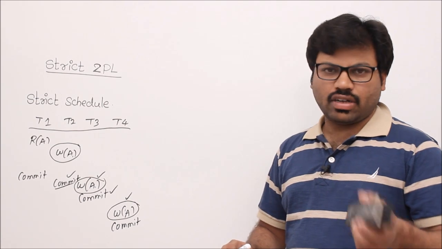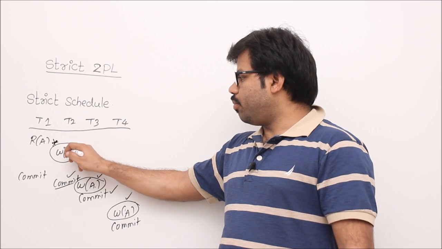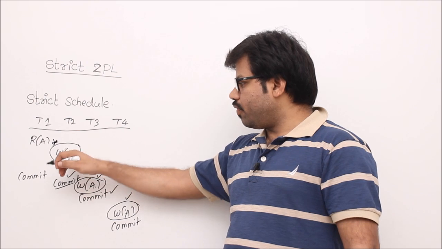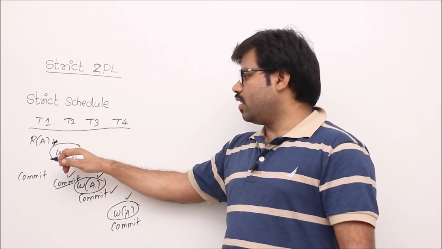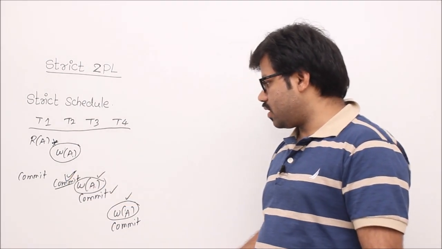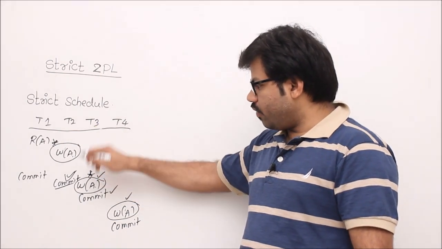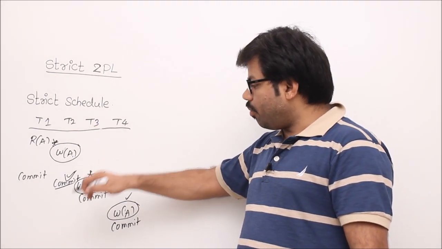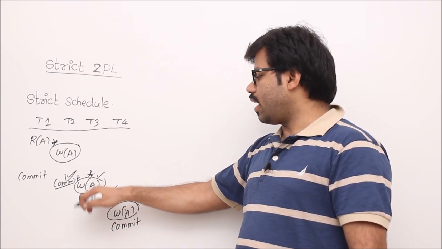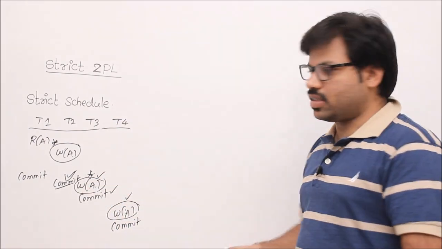To understand strict schedule clearly, focus on every update. See, mark it. Whoever updated this one, T2, right? So T2 should be committed before others read or update that A. That's it. So that's why you are right, here the commit is taking place first. Similarly here there is one more update. This transaction T3 which is updating A should be committed before others write it. Here T4 is writing it, right? So before that this write should be committed. That means this transaction should be committed. It's so easy to understand.